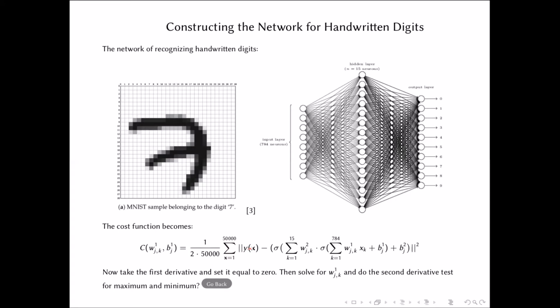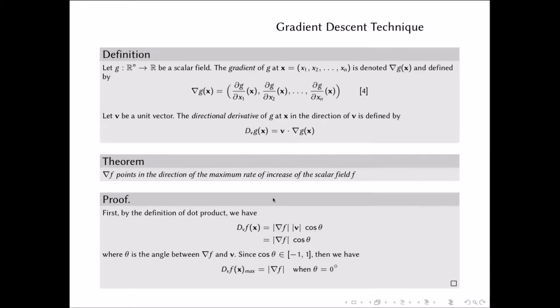If I had just learned Calculus 2, my first choice would be to take the first derivative, set it equal to 0, solve for the weights and biases, and do the second derivative test to find the minimum or maximum. But unfortunately that's not going to work. Theoretically it works, but the computation is too complicated and it's going to take too long to compute those derivatives. It's not an efficient way. So we must find a numerical way to find the minimum of this cost quickly. That's how gradient descent is going to help us. The gradient descent technique can help us.